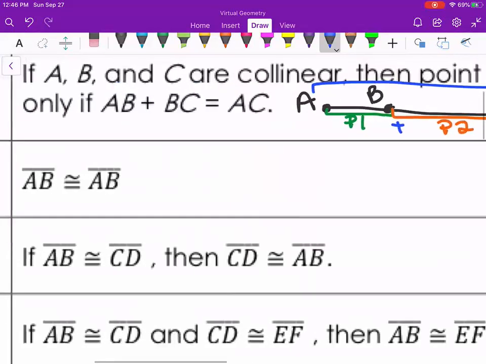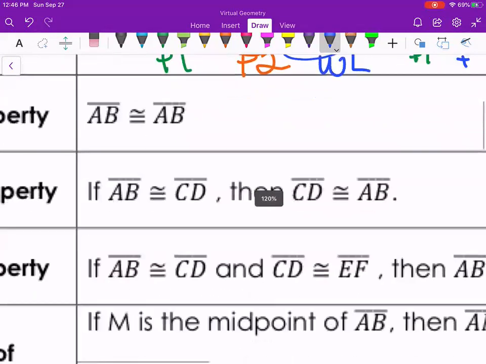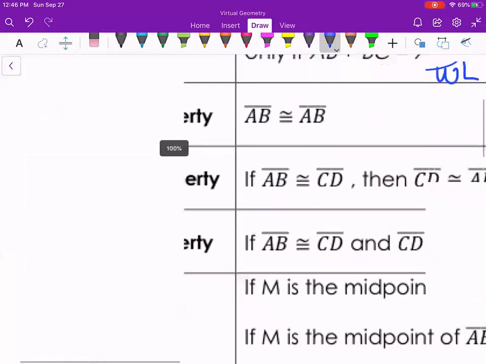So when we have our AB plus BC equals AC, just remember we've got part 1 plus part 2 for the whole entire length. All right, so let's look at our next one, our reflexive property.